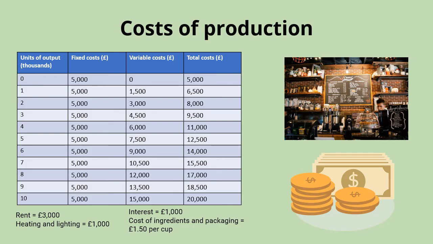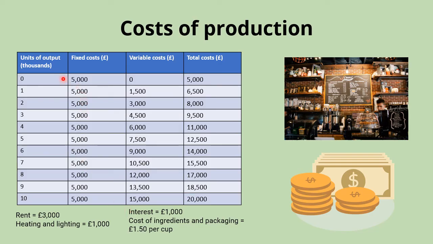Okay, so this is what your completed table should look like. And to get there, the first thing you need to do is sort these different costs we've got at the bottom into whether they're fixed costs or variable costs. So rent is a fixed cost, heating and lighting is a fixed cost, interest is a fixed cost, and then the ingredients and packaging is a variable cost. So if you add the three fixed costs that we've got here together, 3,000 plus 1,000 plus 1,000, gives us £5,000 for our total fixed costs.